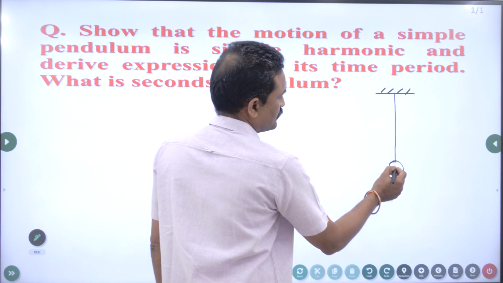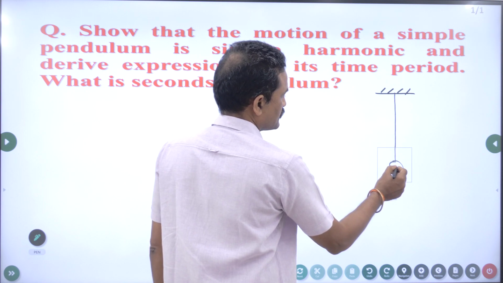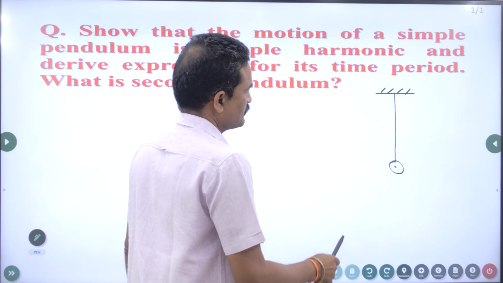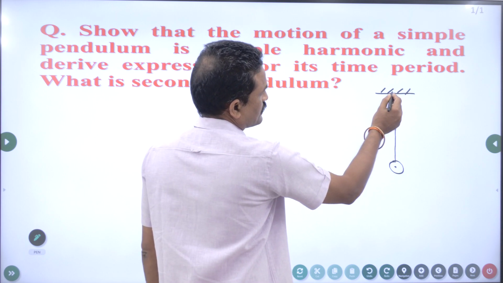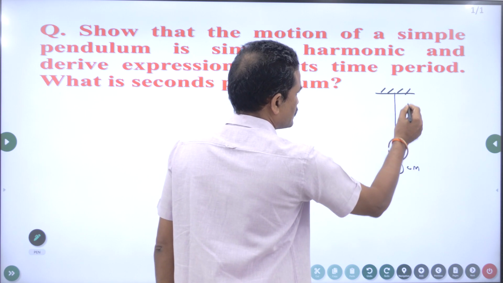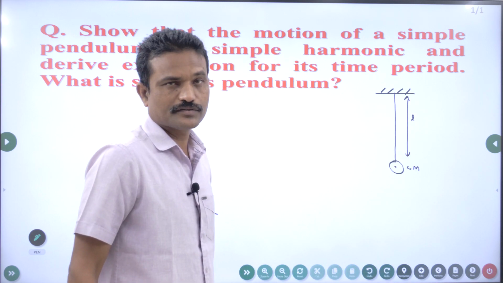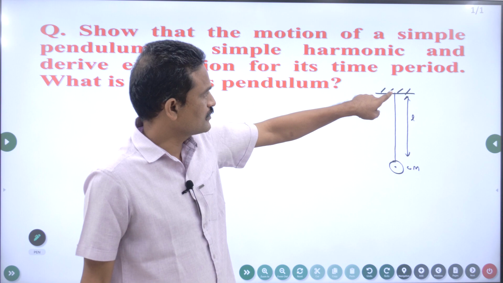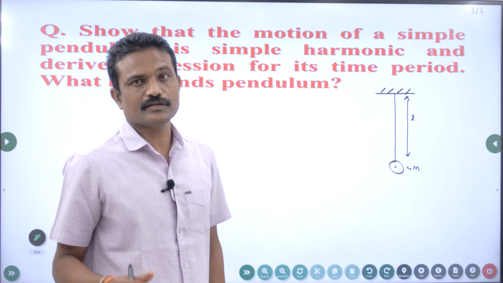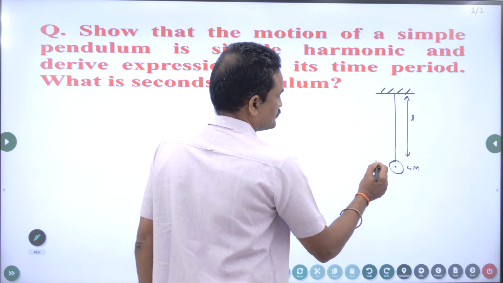So the mass of the bob is concentrated at its center. So this is center of mass. So you have to consider the length from the point of fixation to the center of mass. So this is considered as the length of the simple pendulum. So you have to consider the length from the fixed end of the thread to the center of the bob. Bob is nothing but metallic sphere. Is it clear? Now, let us consider the mass of this bob is m.